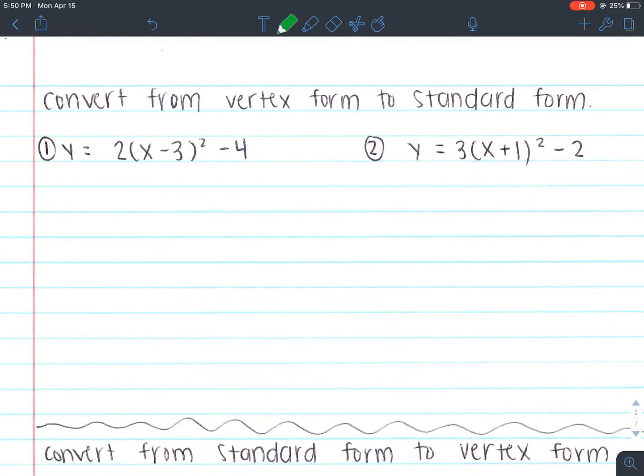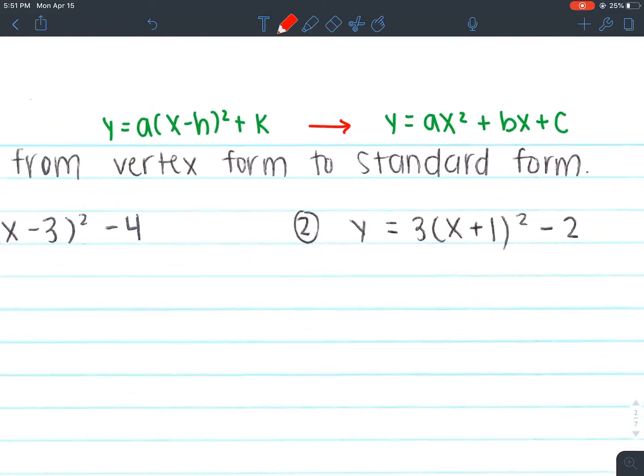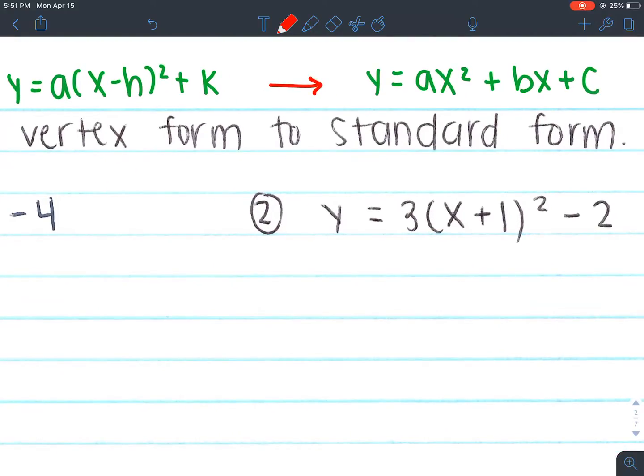We need to go from vertex form to standard form. So from vertex form, remember that's y equals a(x minus h) squared plus k. Standard form is y equals ax squared plus bx plus c. And I want to go from one to the other. Just looking at these, what differences do you see? Well, obviously, one has h and k, but what does vertex form have that standard form doesn't? Vertex form has parentheses. We need to get rid of those parentheses.